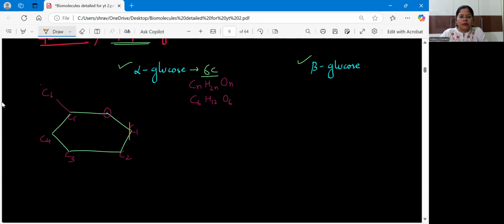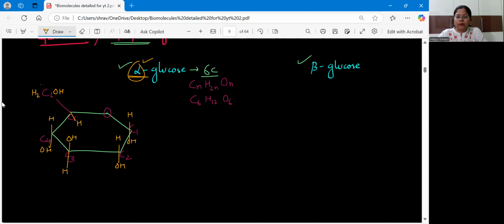So C1, H, OH. Please remember, at C1, if H is above, OH is down, that will be alpha. OH. One more point you have to remember is in any glucose, whether it is alpha or beta, at C3, OH will be above, H will be down. Okay. C4 again, same thing. C5 already has 3 bonds. So we have only H, OH, and H2. So this is the structure of our alpha glucose.